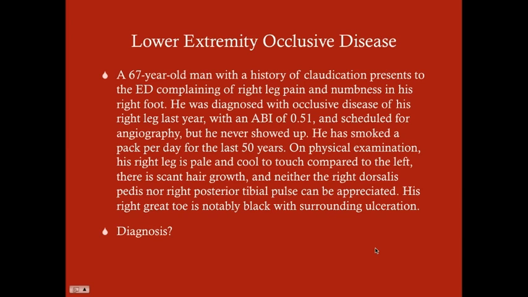All right, and then this one, a 67-year-old man with a history of claudication presents to the ED complaining of right leg pain and numbness in his right foot. He was diagnosed with occlusive disease of his right leg last year with an ankle brachial index of 0.51, and scheduled for angiography, but he never showed up. He has smoked a pack per day for the last 50 years. On physical examination, his right leg is pale and cool to touch compared to the left.